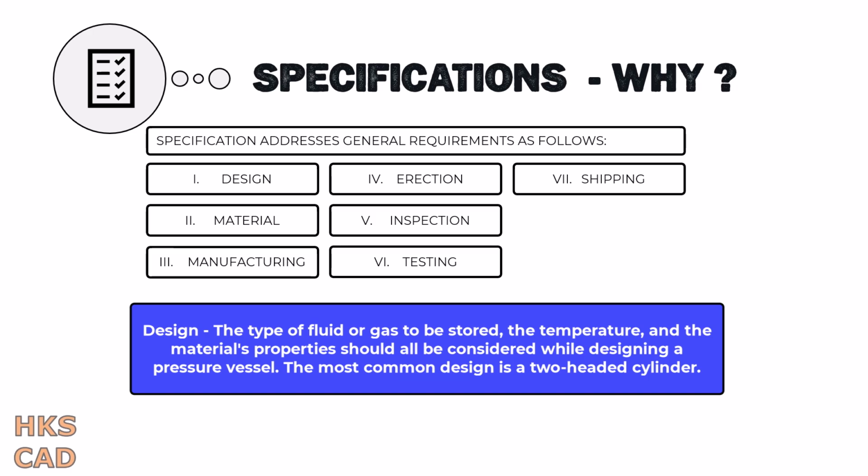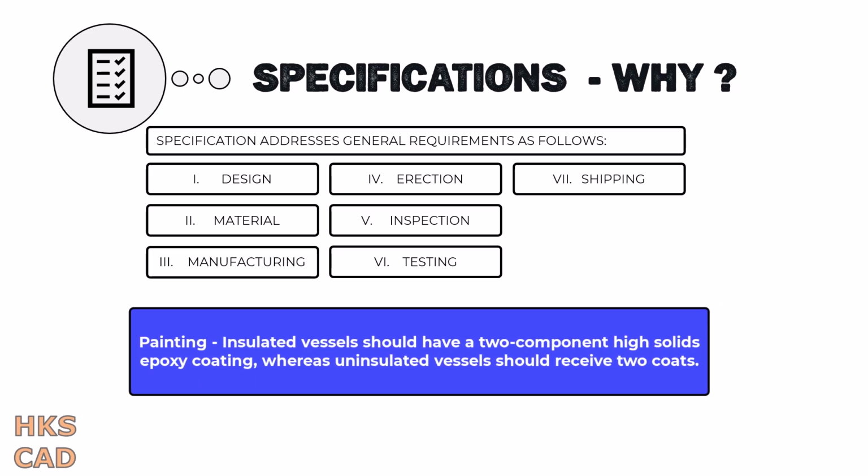Design. A pressure vessel's design should take the type of fluid or gas being kept, its temperature, and the material's characteristics into account. The most popular design is a two-headed cylinder. Painting. High solids epoxy coating in 2 components should be applied to insulated vessels. 2 coats should be applied to uninsulated vessels.